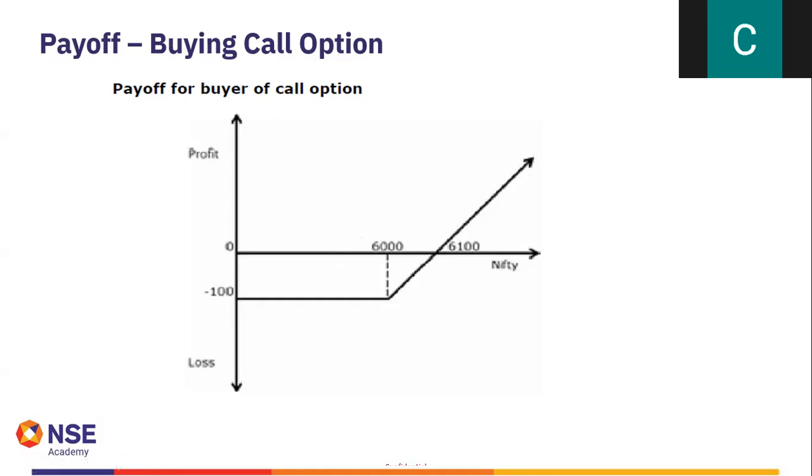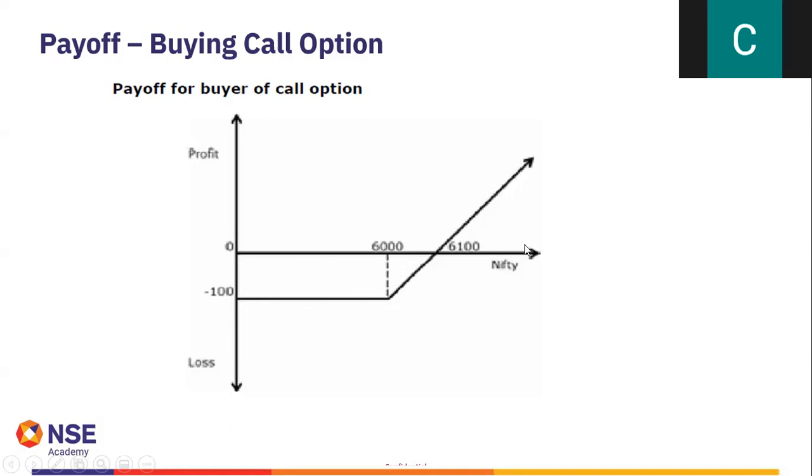Since I have the right, I can decide whether to buy or not. Since this particular contract, if the price is falling to 5,800, will lead to negative cash flow, I will not execute the contract. I will simply keep quiet. What I will be losing is 100 rupees, which I paid towards premium. So that's why in buying a call option, your loss is limited to the extent of premium. Your profit is unlimited. Loss is limited, profit is unlimited.